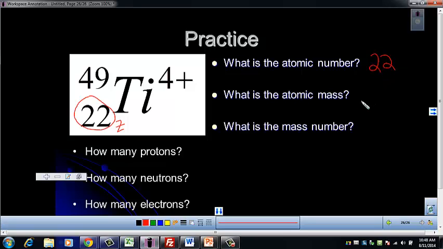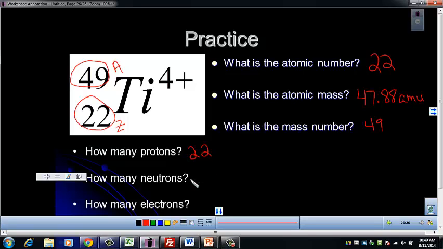What is the atomic mass? Now, I am willing to bet that many of you put 49, but when it asks for the atomic mass, it wants the average atomic mass, which is the one that is on your periodic table at the bottom. Don't forget to include the unit, AMU. When it asks for the mass number, this is A, which is the mass number, so that is 49. Protons, remember that protons equal the atomic number, so you always know the protons if you know the atomic number. That's 22.